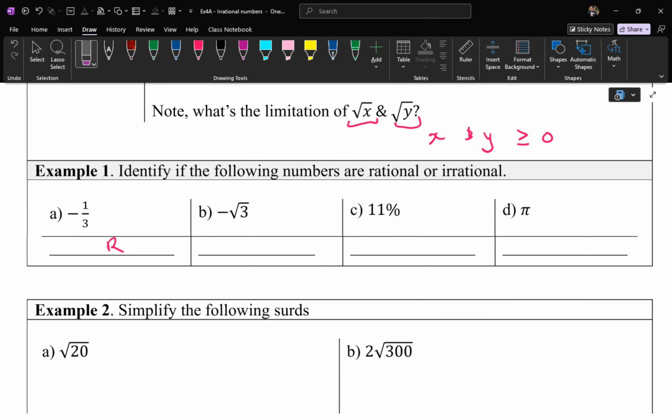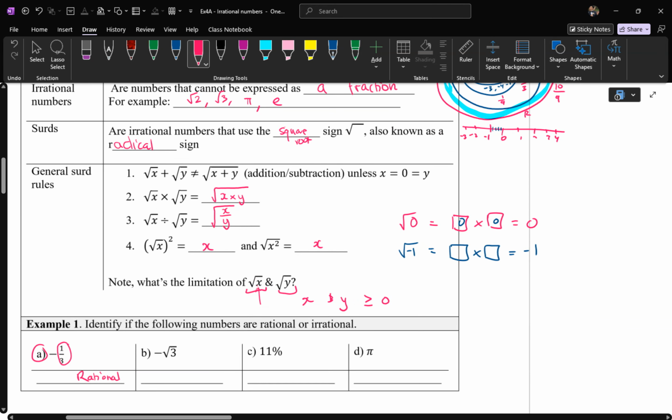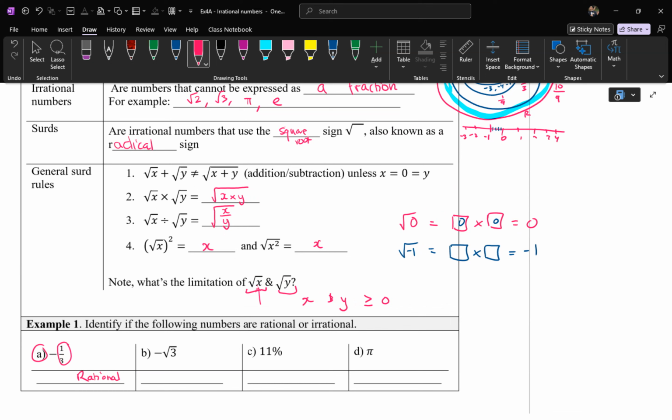Irrational, because it can't be negative. Wait, no. We're doing example 1, yeah? A. A is rational, because you can write it as a fraction. No. Inside the surd, you can't have a negative. But the final answer, as long as you can write that as a fraction. Yeah.